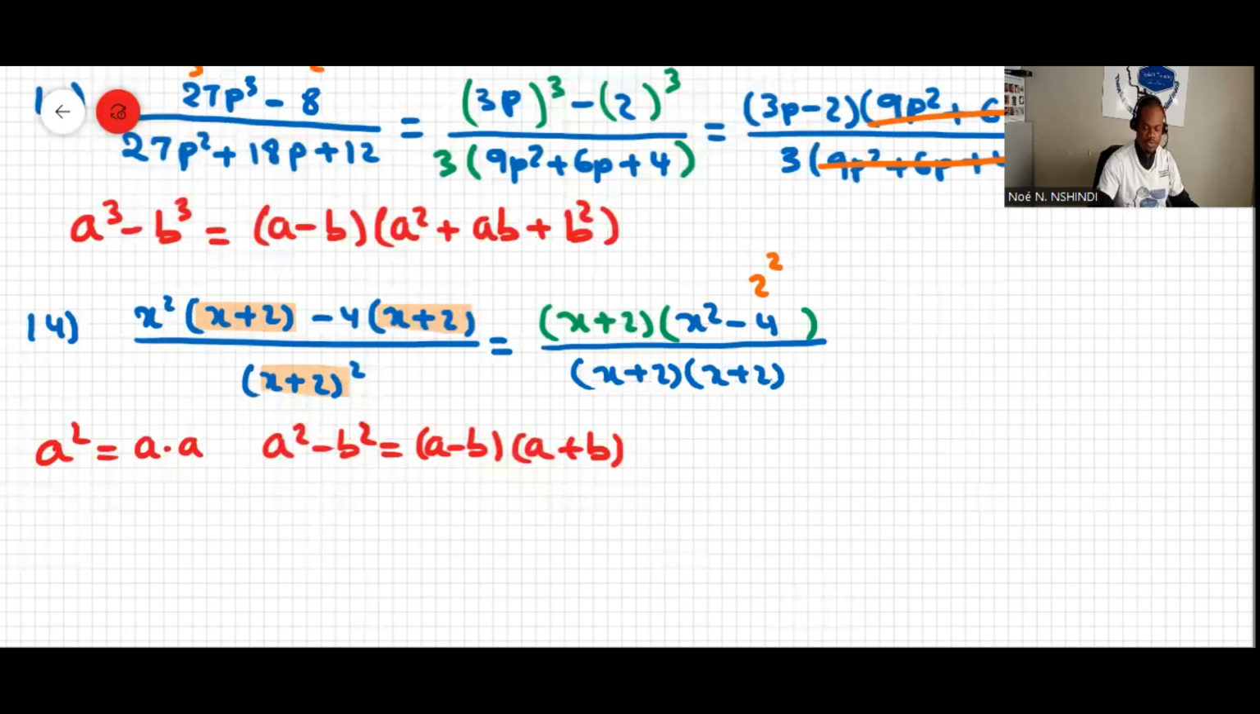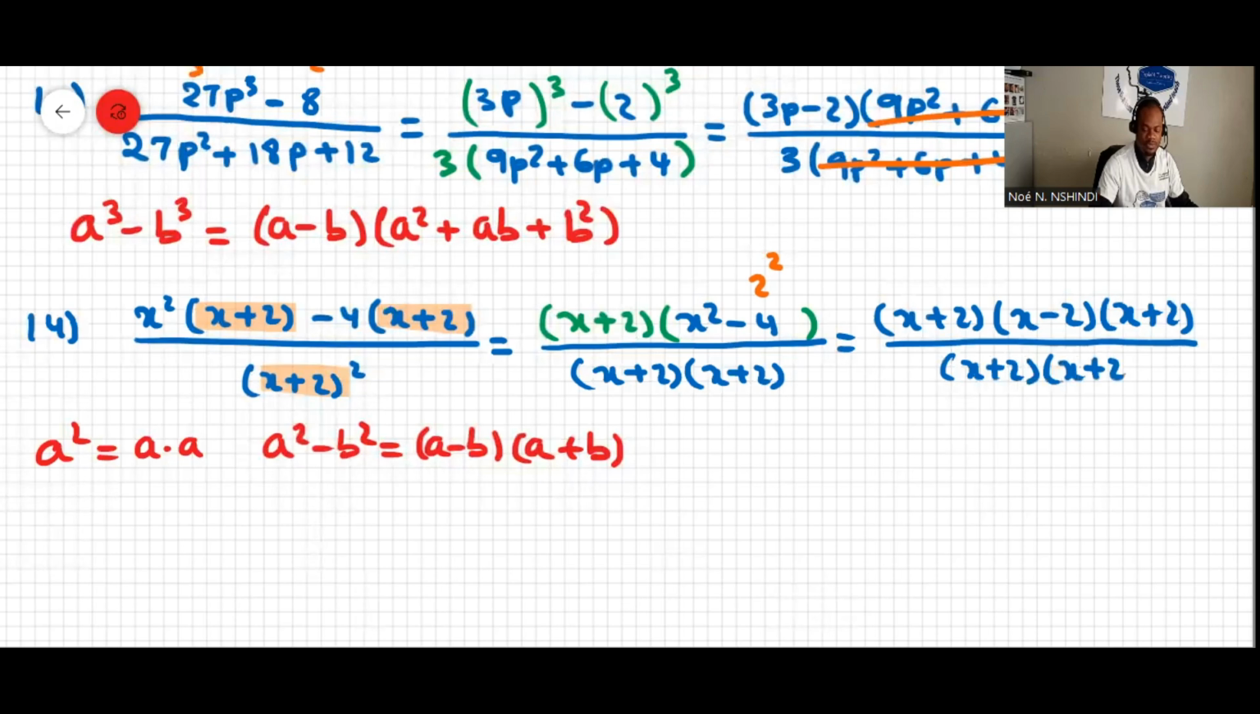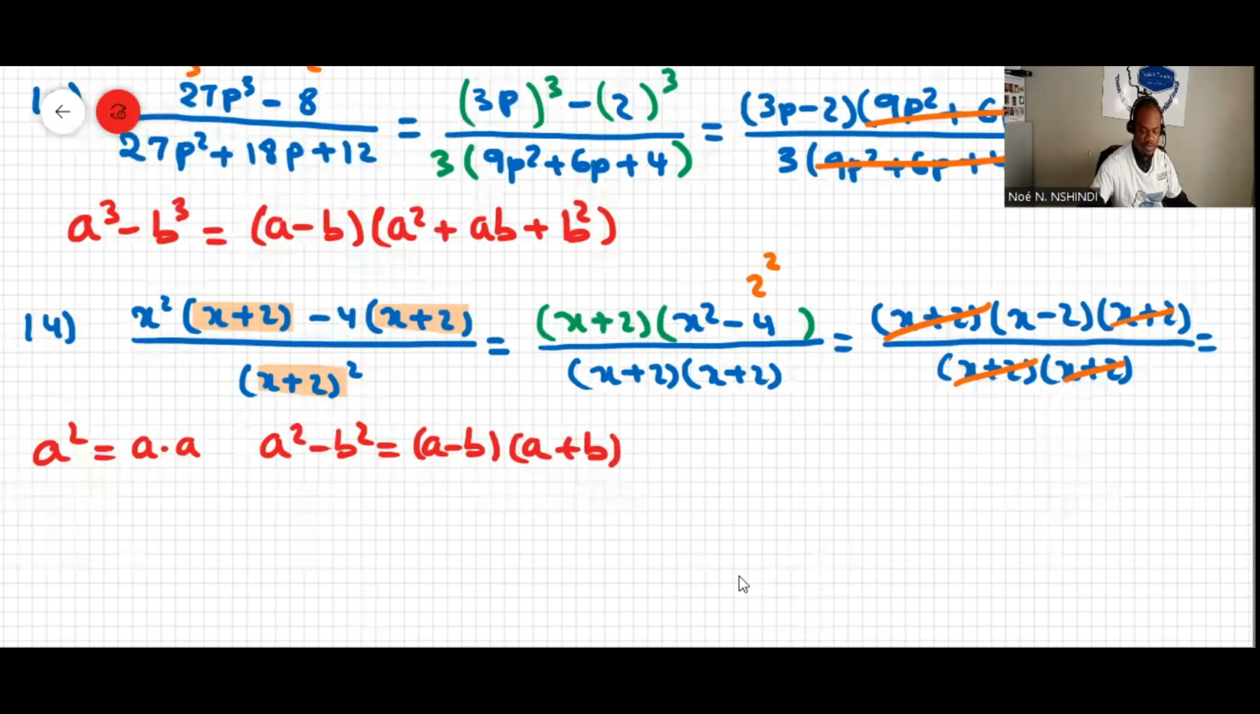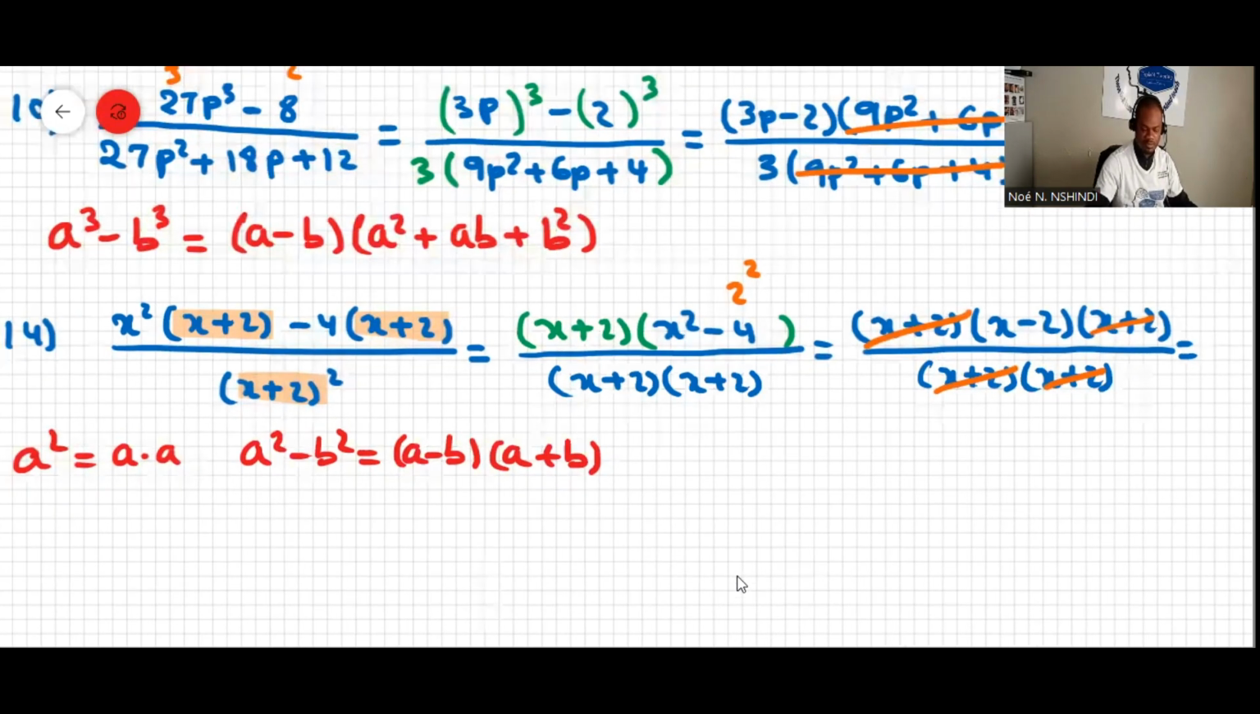We can continue and extend this. This will be x plus 2, open bracket x minus 2, open bracket x plus 2, all over x plus 2 and then x plus 2 there. Now we can simplify x plus 2 with x plus 2, x plus 2 with x plus 2, and then the answer is just x minus 2. Simple as that.